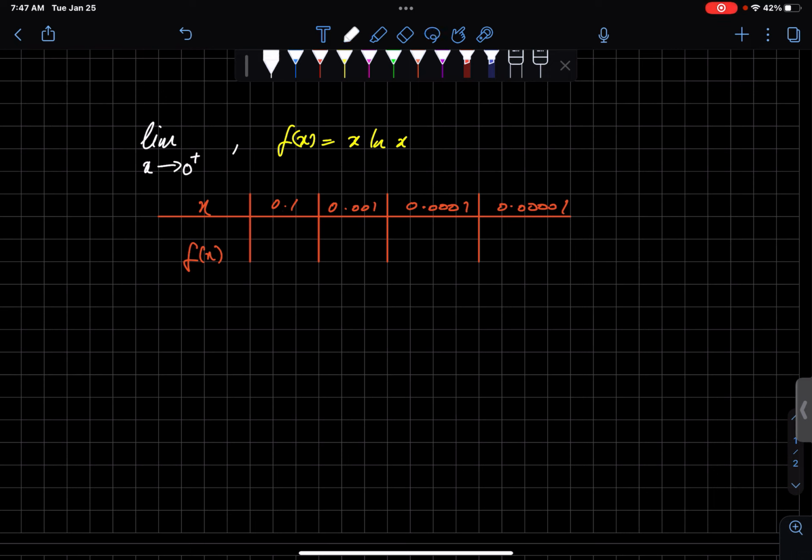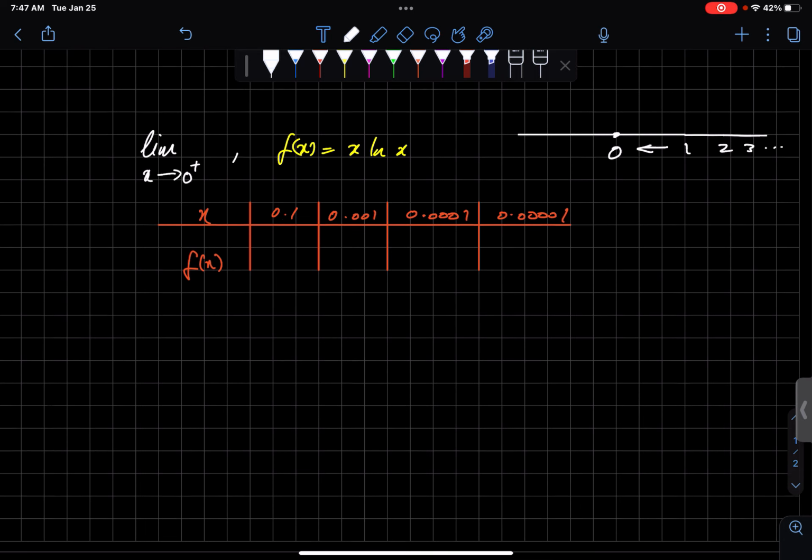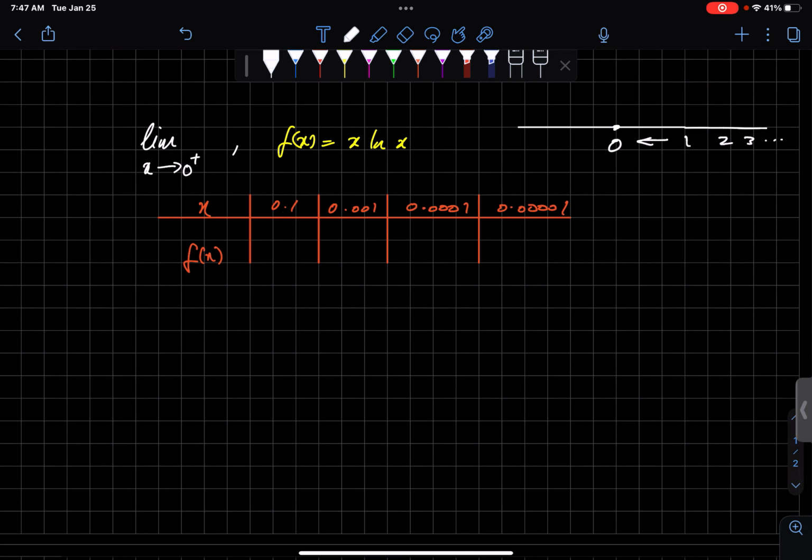If you draw a number line, and we have 0 here, that means we're going to get closer and closer from this direction, right? So this is 1, 2, 3, etc. We're getting closer and closer to the value 0, and we have smaller values like 0.1, 0.001, 0.0001, etc. So what is this function going to do?